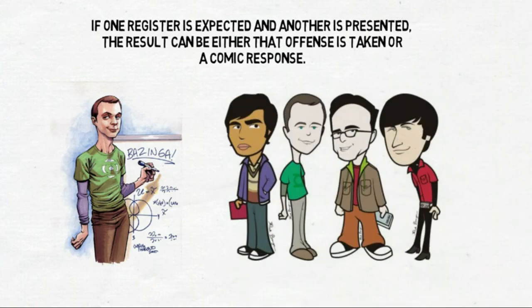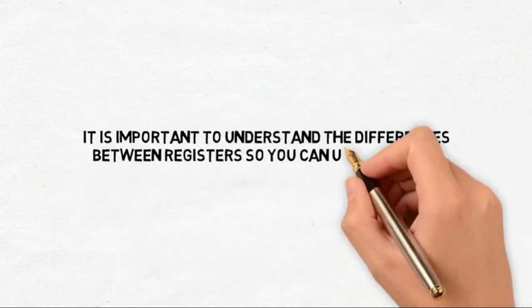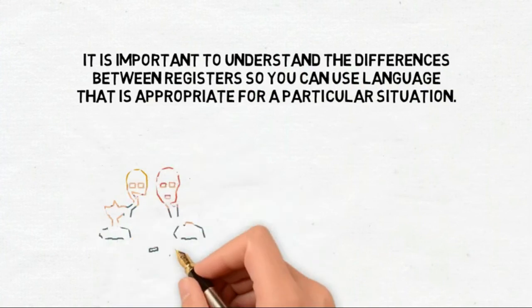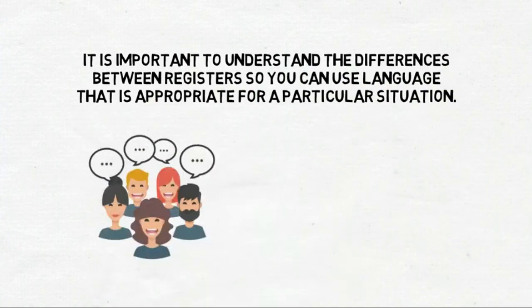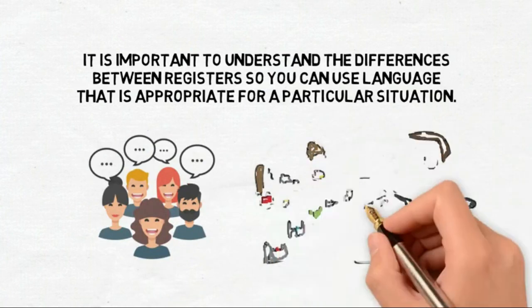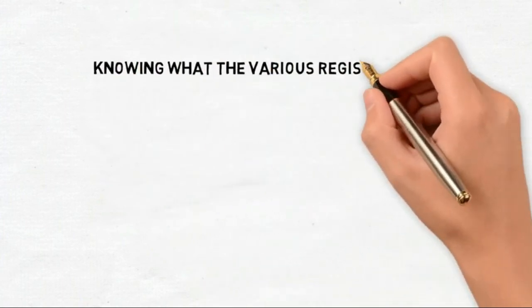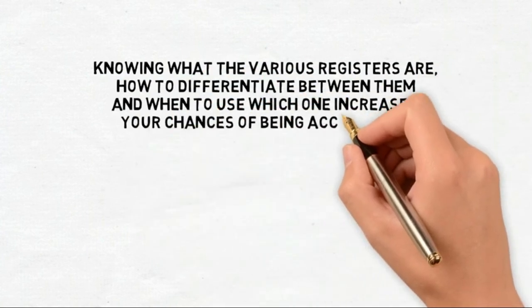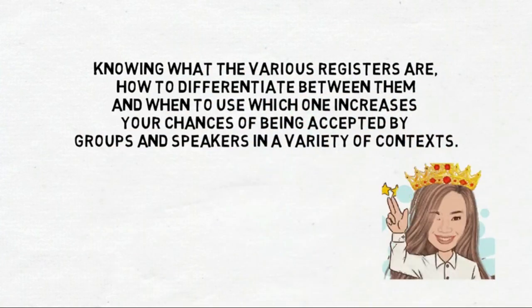The audience laughs at his social awkwardness and inability to understand that he can and should adapt his speech to different contexts. It is important to understand the differences between registers so you can use language that is appropriate for a particular situation. If your register is too high, you may come across as being snobby, pretentious, or arrogant. If your register is too low, you can come across as being inappropriately informal or too friendly. Knowing what various registers are, how to differentiate between them, and when to use which one increases your chances of being accepted by groups and speakers in a variety of contexts.